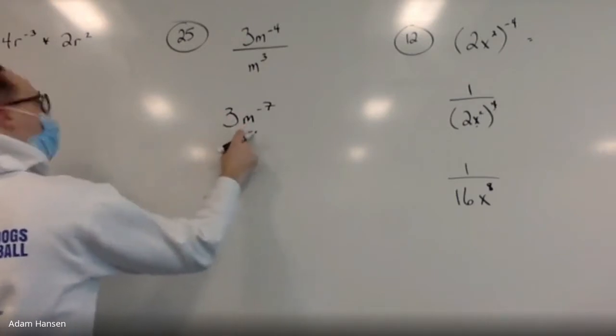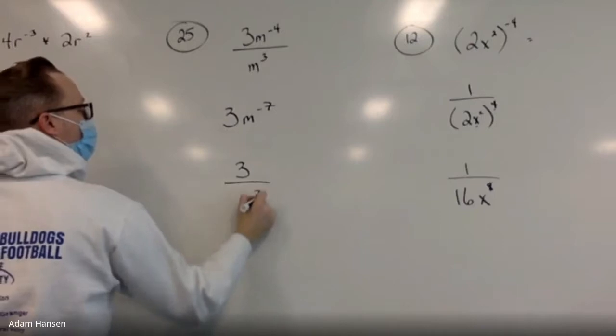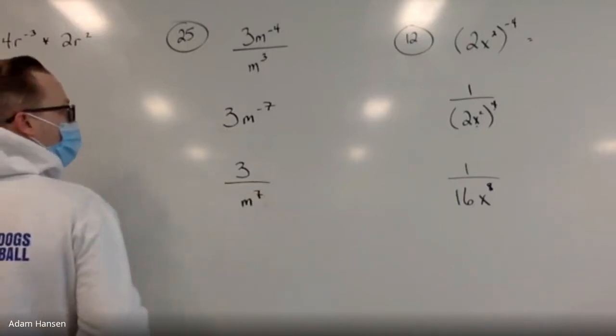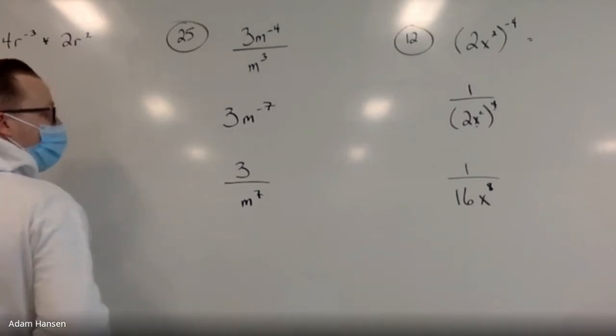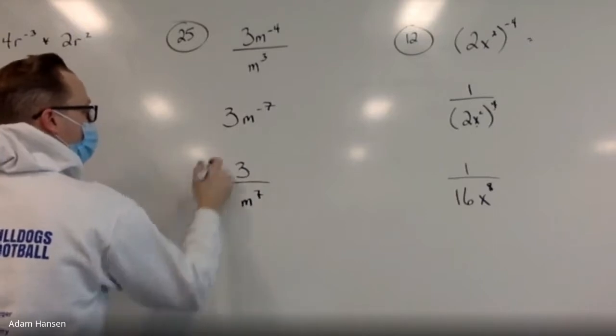Negative exponent, so where's that going to go? Bottom. 3 over m to the positive 7. I'm only moving the m because m has the negative exponent, not the 3.